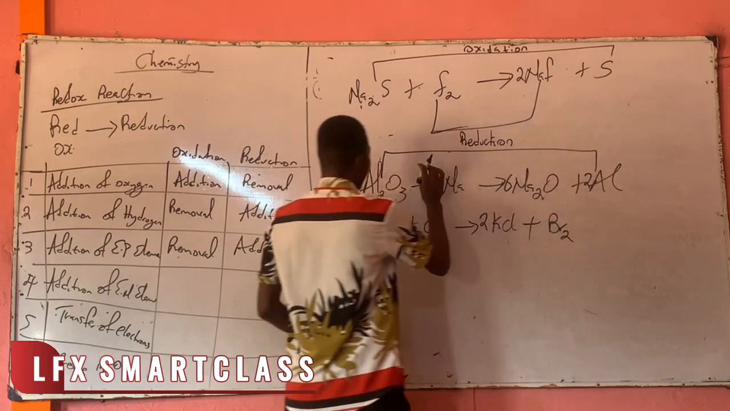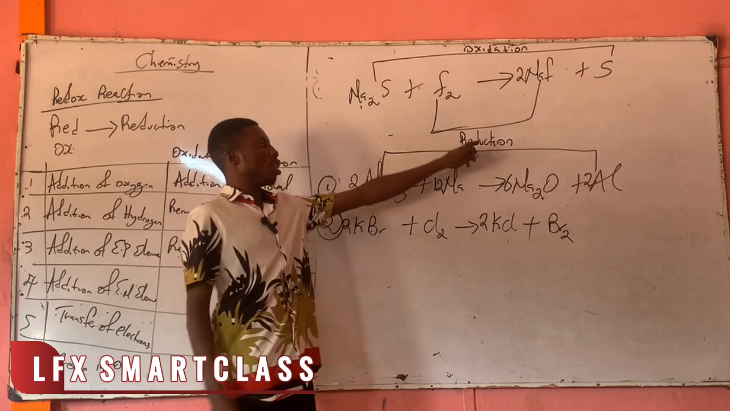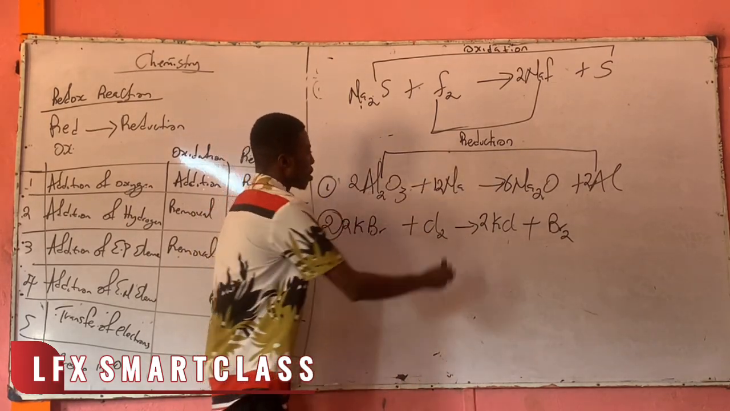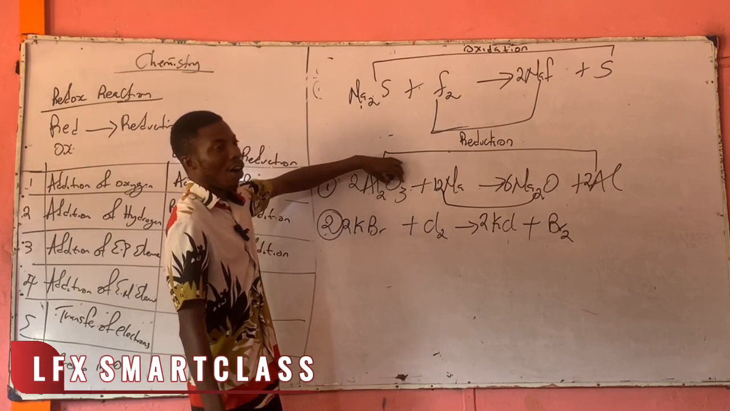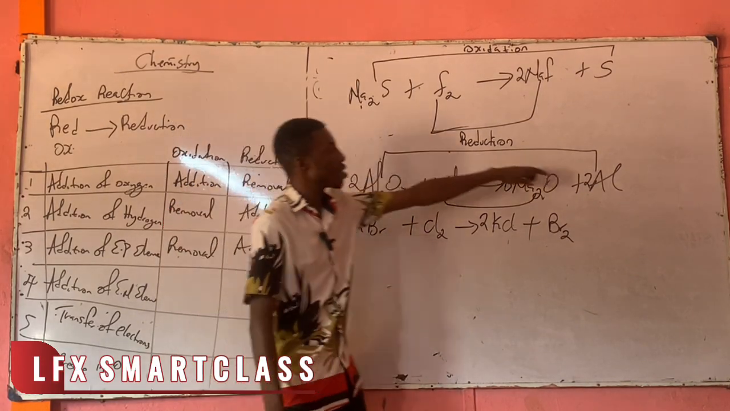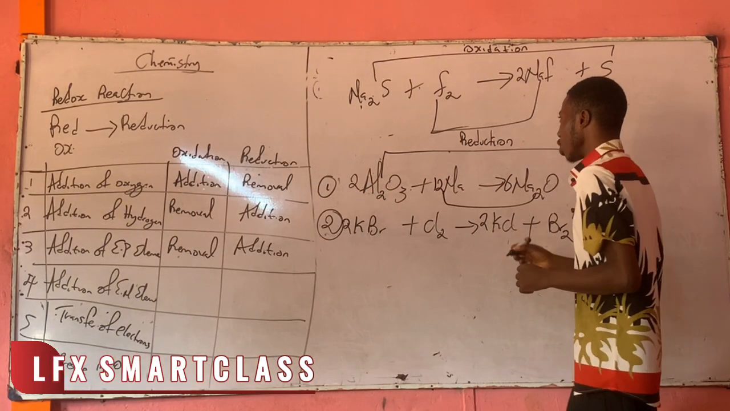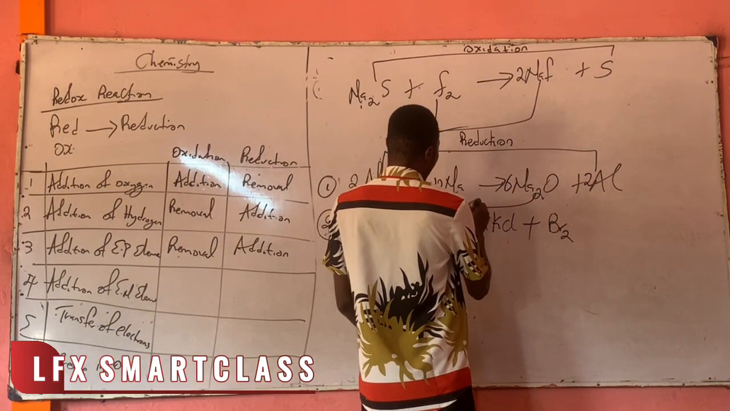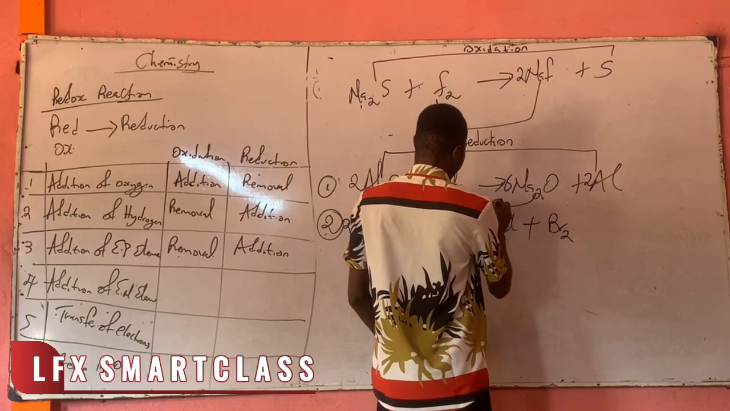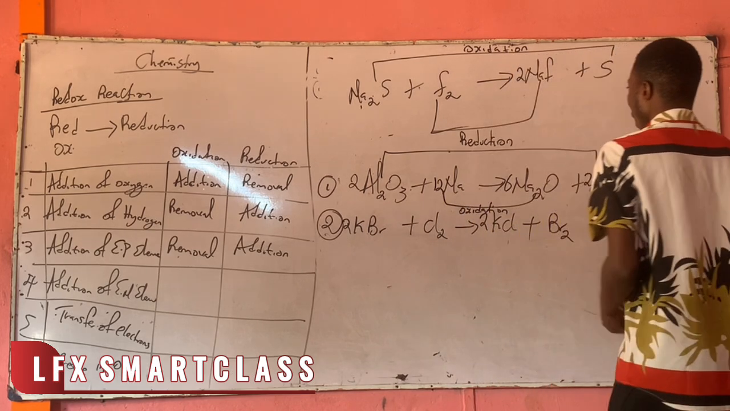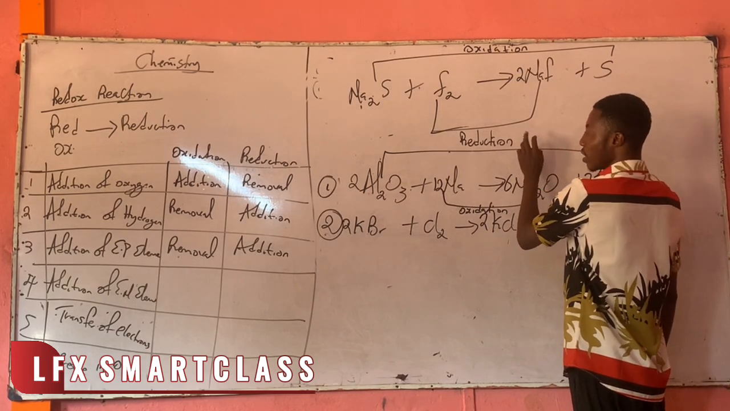What happened here? Reduction happened here. Why? Reduction happened here because there was a removal of oxygen from here to here. So from here to here there was addition of oxygen. Because of that, we have oxidation and reduction, and the reducing agent is found here. Yes. Why is the oxidizing agent found here?